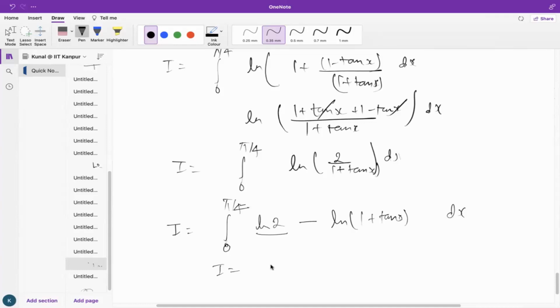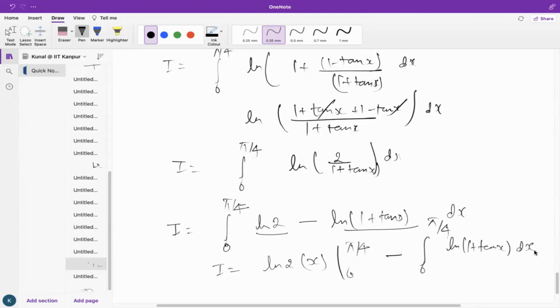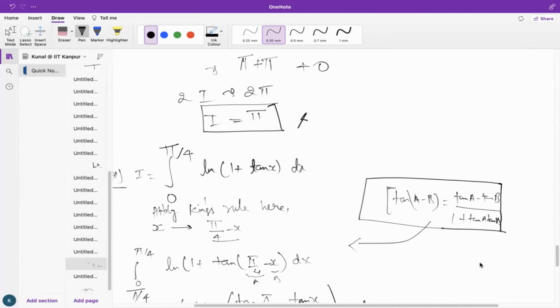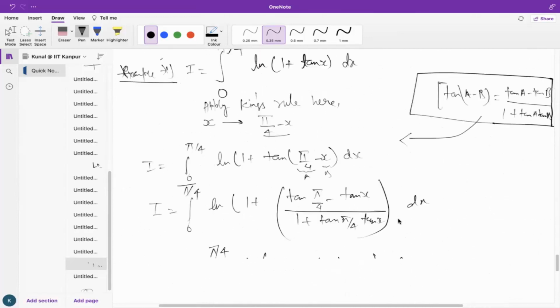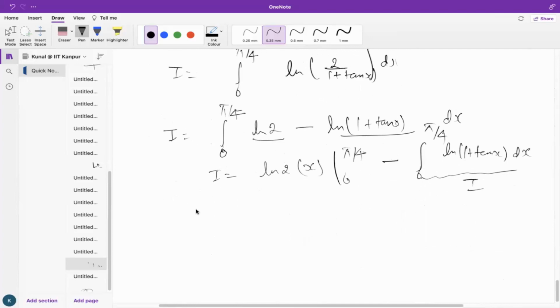So when we integrate this, we get ln 2 times x from 0 to pi by 4 and minus the integral from 0 to pi by 4 of ln 1 plus tan x dx, right? And this is nothing but I. If you notice, taking it to the left hand side, we get 2I is equal to ln 2, and put the value here. Insert the limits, upper limit and lower limit.